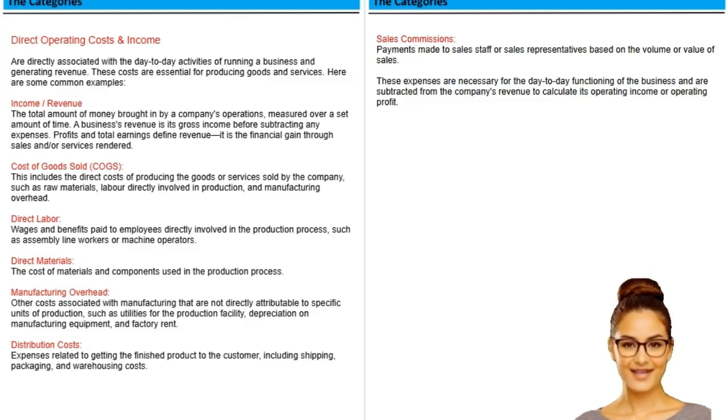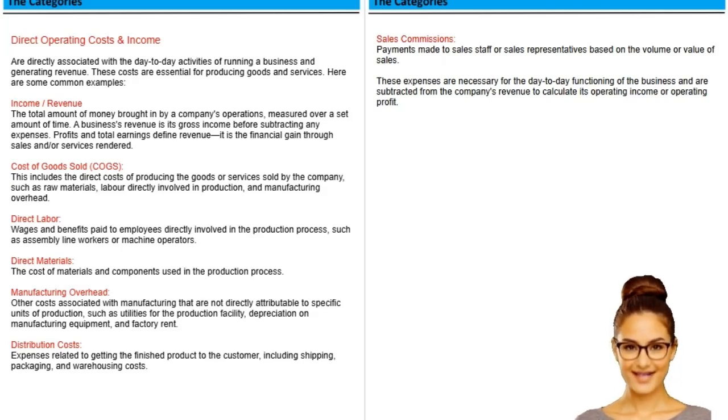This includes the direct costs of producing the goods or services sold by the company, such as raw materials, labor, that is, directly involved in production, and manufacturing overheads. The cost of goods sold is the sum of all direct costs associated with making a product. So, a brief explanation is, it appears on an income statement and typically includes money mainly spent on raw materials and labor. Next, we have direct labor as explained earlier.